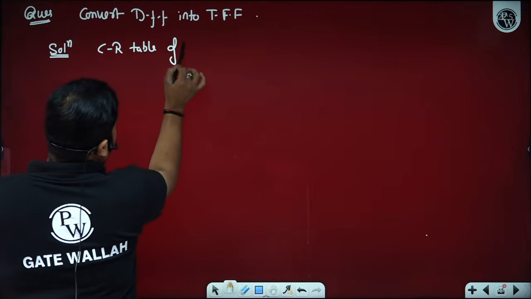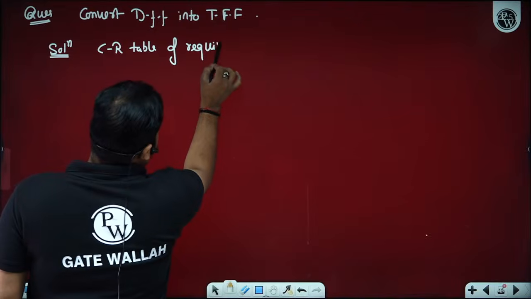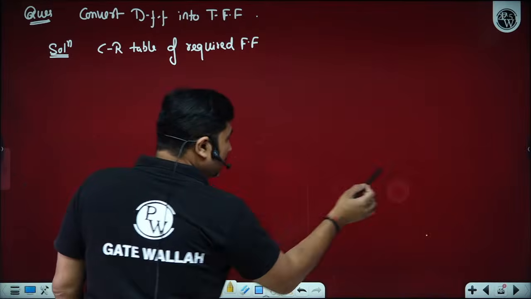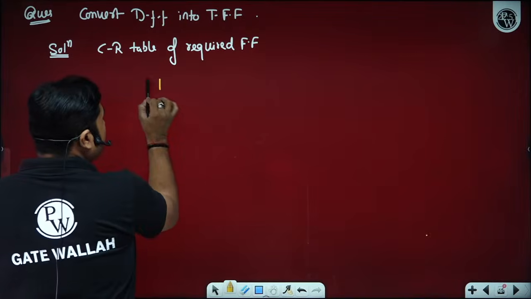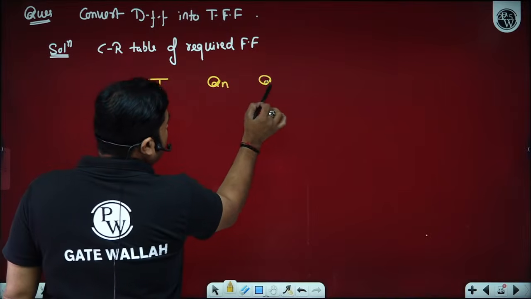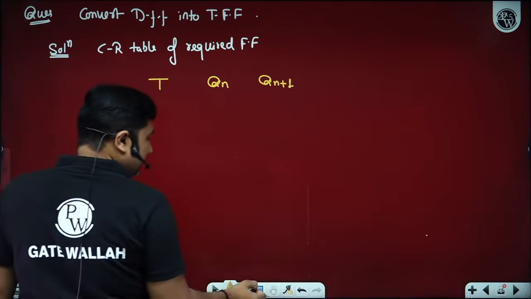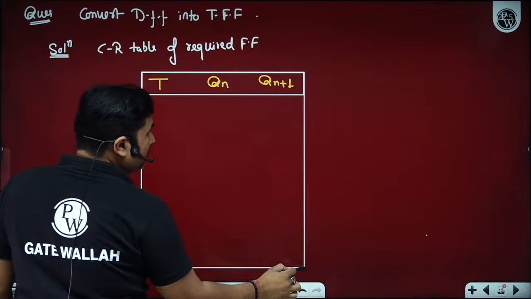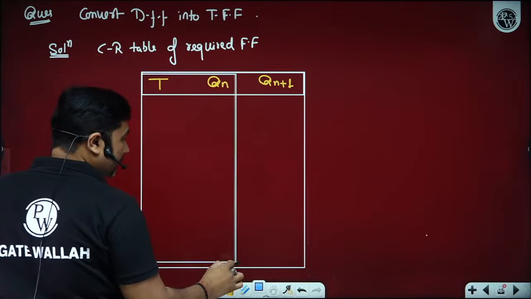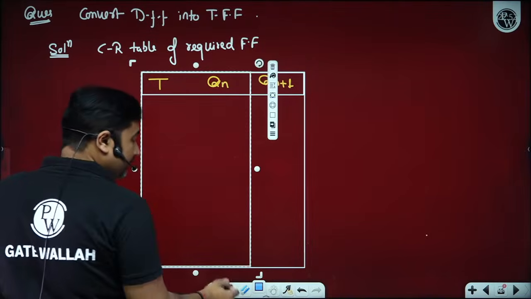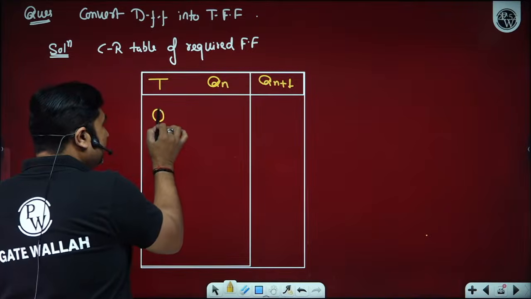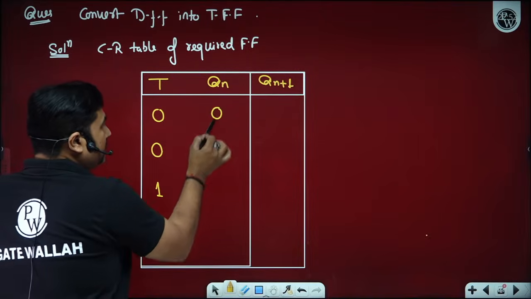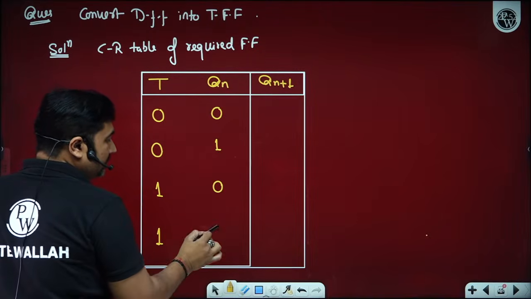of required flip-flop. We want T flip-flop. So T, QN and QN plus 1. First of all, we need to write the characteristic table of required flip-flop. So input T may be 0, may be 1, and present state may be 0, may be 1.